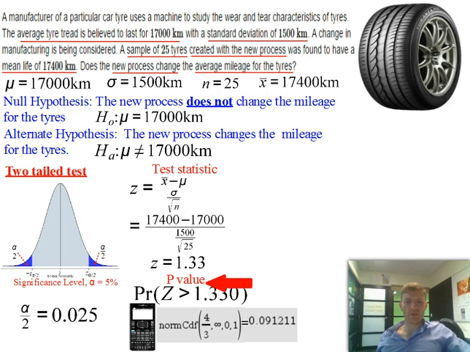So now let's calculate our p-value for Z equals 1.33. Here it is, so determine the p-value. It is the probability that our z-score is greater than or equal to this value. So that shows the chance of getting a result that is as extreme or more so than what we observed. We use the normal CDF function on the calculator for 1.33, as an improper fraction 4/3, up to infinity, for the standard normal curve of mean 0 and standard deviation of 1, and we get this probability.